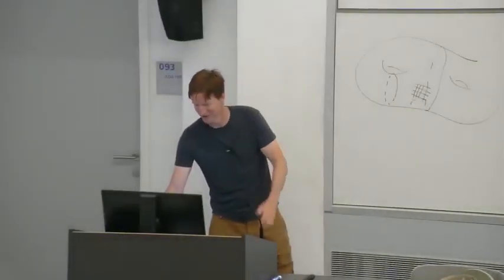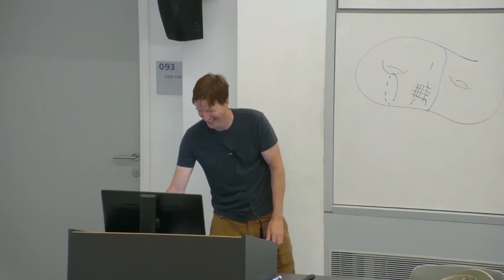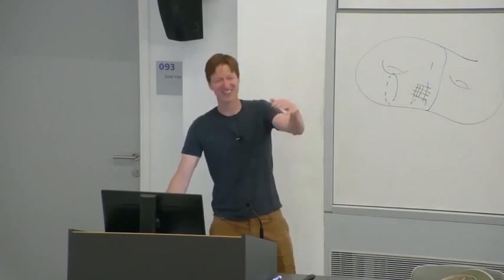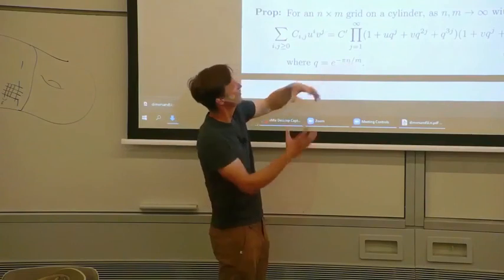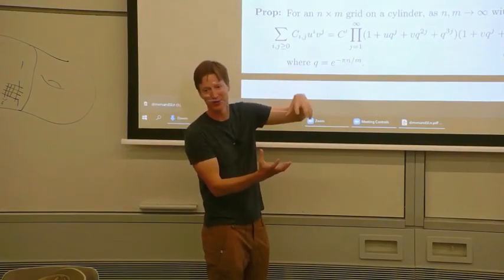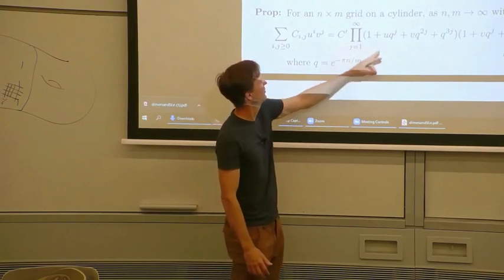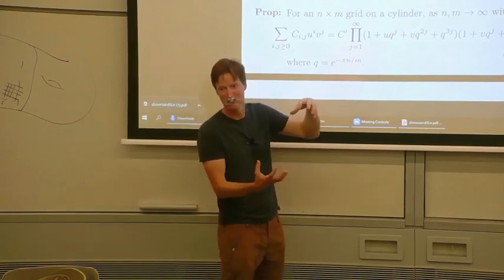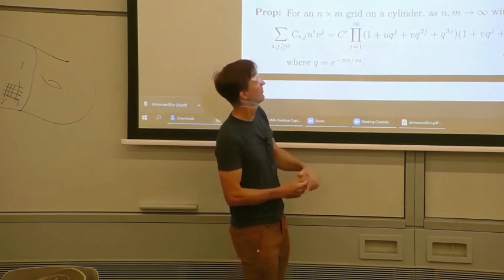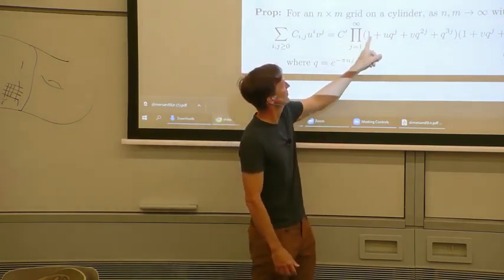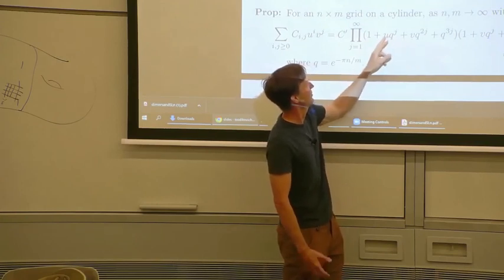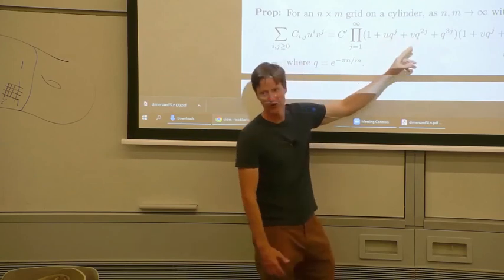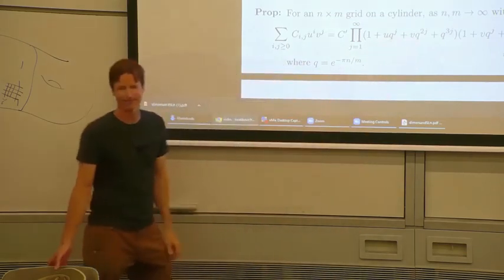Oh yeah, thank you for the question. It's always good when people allow you to continue your talk. It's this parameter Q. Q is e to the minus n over m. I took an n by m grid on a torus, but the resulting expression only depends on the ratio n over m, which tends to the conformal modulus. So when you expand this out, it's a generating function, a power series in U and V with coefficients which depend on Q, the conformal modulus.